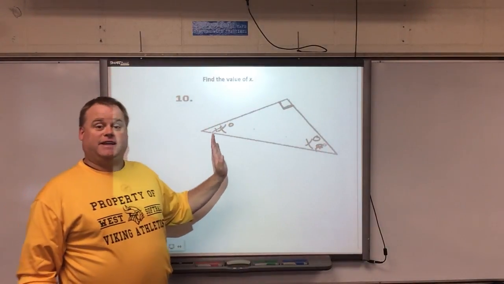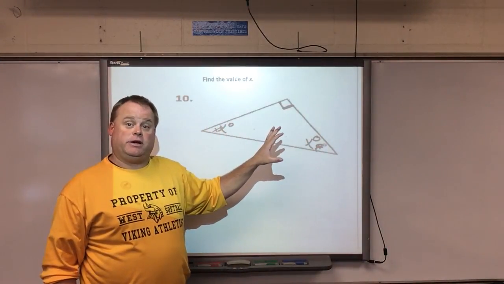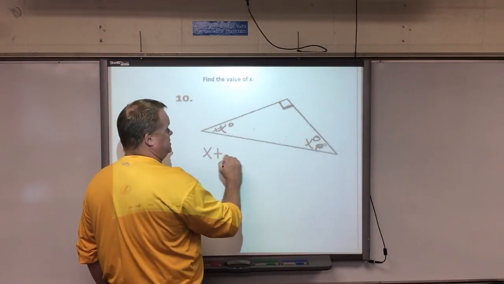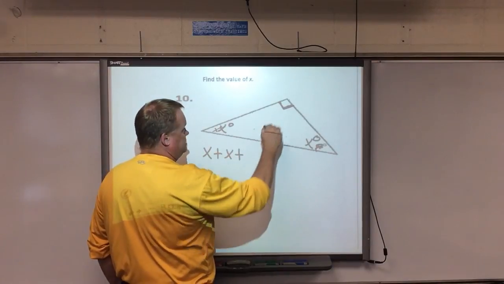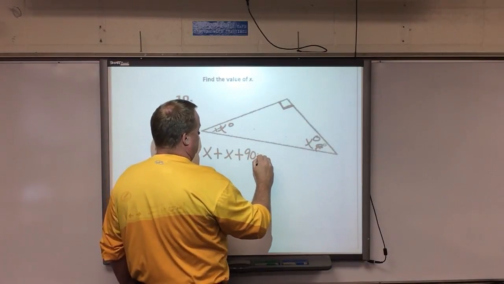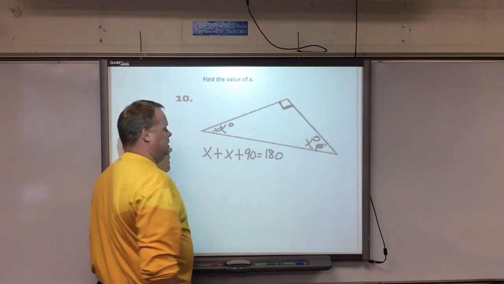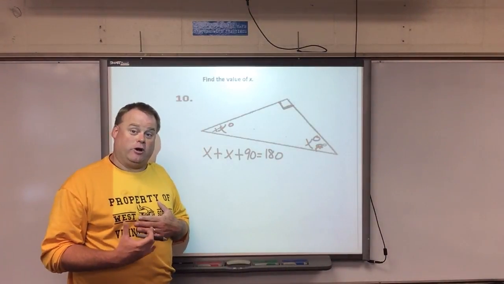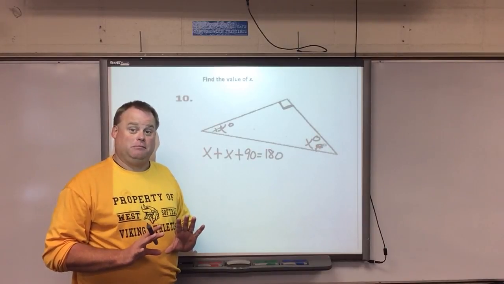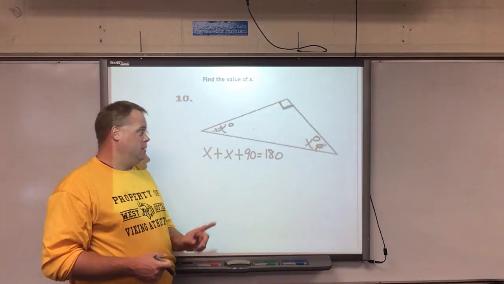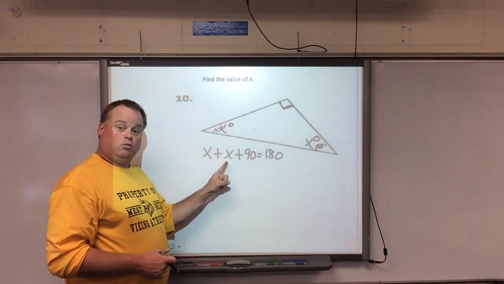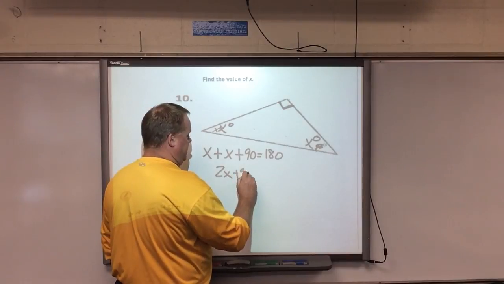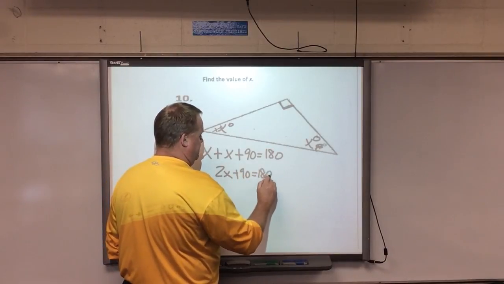I know that they still add up to 180 degrees. They're still 180. So I know that x plus 90 equals 180. Well, what's x plus x? And if you think x squared, please stop right now. Remember, we're not multiplying, we're adding. So 1x plus 1x is 2x plus 90 equals 180.